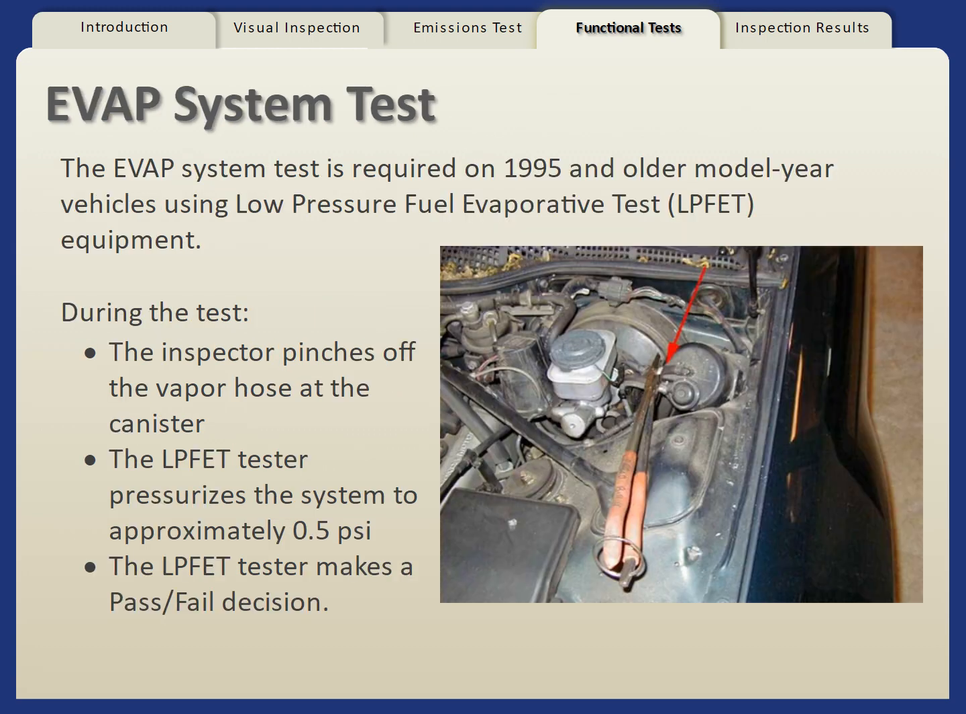The low pressure fuel evaporative test is required on 1995 and older model year vehicles and checks the vehicle's fuel tank and evaporative system for leaks. During the test, the vapor hose is pinched off at the canister to seal the system. The LEPVET tester is then used to pressurize the fuel tank to approximately 0.5 psi. When the system reaches the proper pressure, the tester monitors the system for excessive pressure drop. The tester makes a pass-fail decision based on how much pressure the system was able to retain over a specified amount of time.